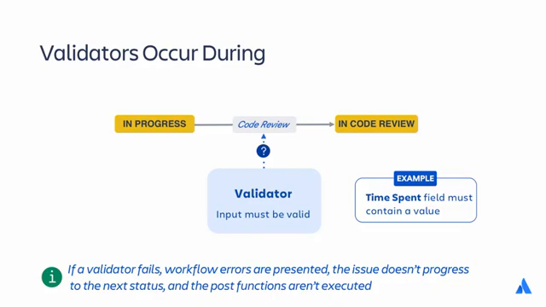A validator checks that any input made during the transition is valid before the transition is performed. Input can be gathered from the user on a transition screen. If a validator fails, workflow errors are presented to the user. The issue does not progress to the next status, and the post functions are not executed.